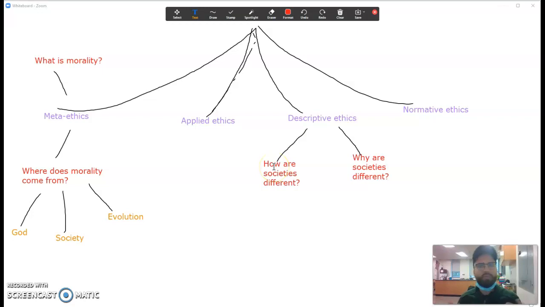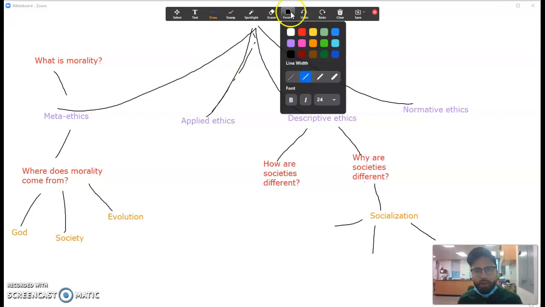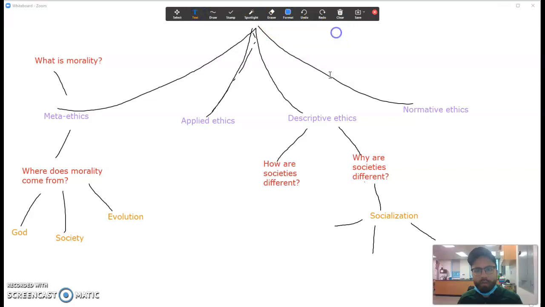And the how, I mean, you could talk about every single society under the sun. We didn't do that. What we did do is we talked about why they're different. And the reason why they're different is because of socialization. Right? And we even went into the different types of socialization. We talked about primary, secondary, and anticipatory. So socialization at home, socialization outside the home, and socialization based on your identities and your demographics.